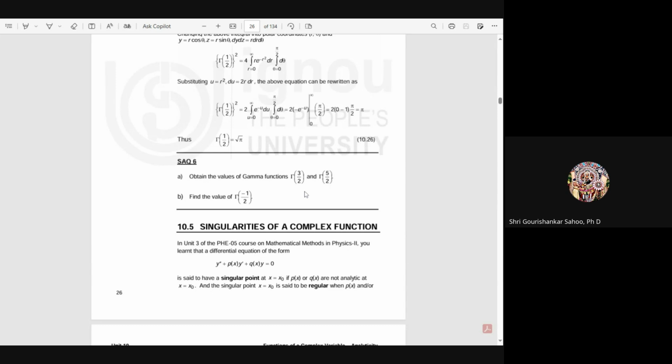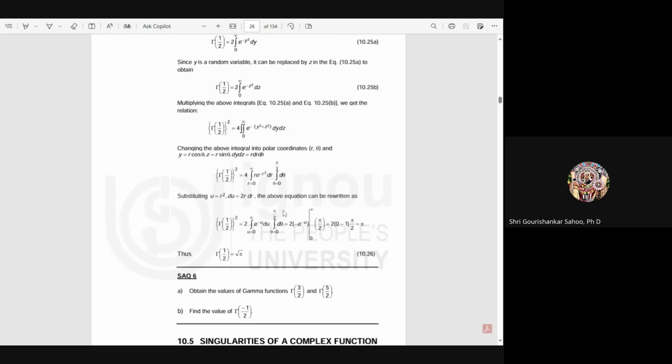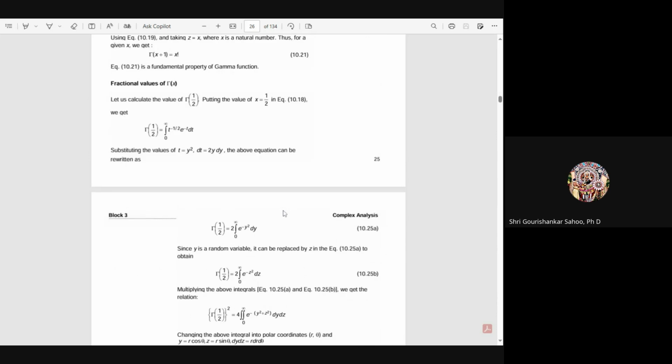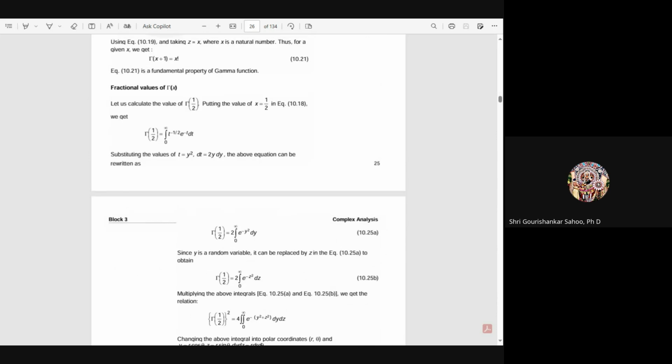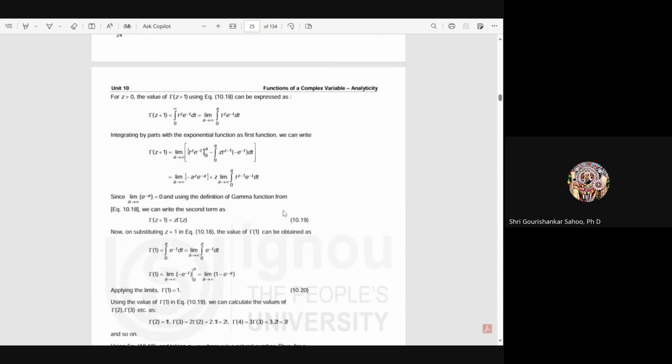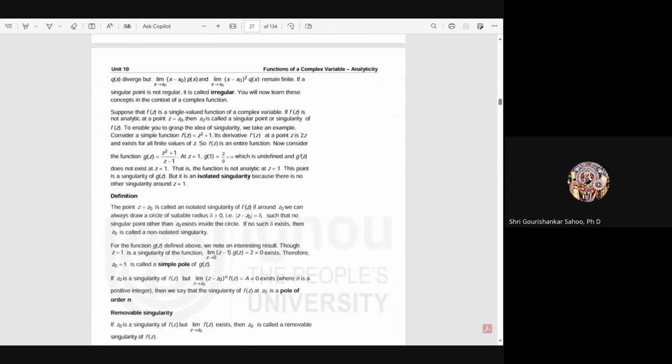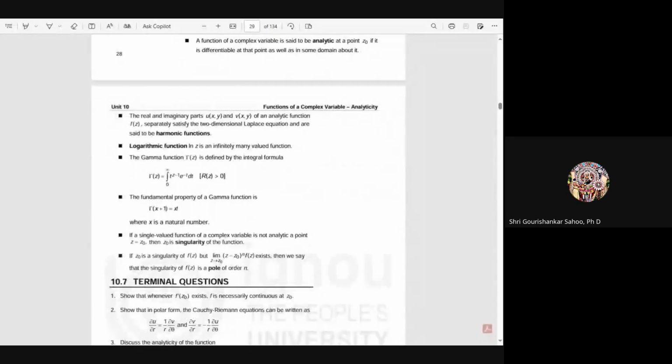Obtain the values of gamma function, gamma 3 by 2 and gamma 5 by 2, and the value of gamma minus half. So you know how your gamma function is evaluated from the integral, integration 0 to infinity, t to the power z e to the power minus t dt, and there is a standard table from where you can have your values of gamma function, gamma half, gamma 3 by 2, gamma 5 by 2, so on and so forth. Okay.